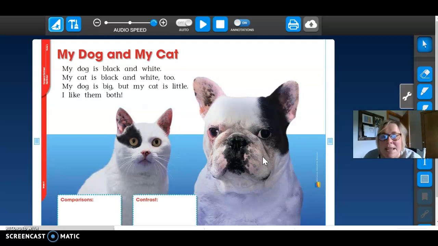Did anyone say they both have eyes? They both have pink ears with spots on them. They both have fur, right? Those are ways that they're the same.